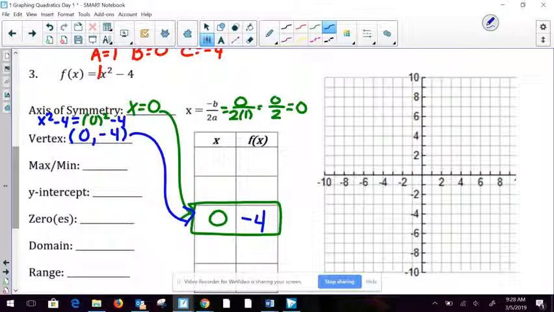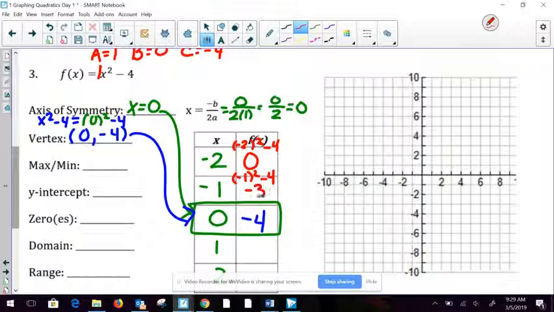So now what numbers come before? Yep, same as we've done, -1, -2. What numbers come after? Good, 1 and 2. And then we need to substitute these values in. So I have a -2 squared minus 4. Well, -2 squared is 4 minus 4, which is 0. Now I have a -1 squared minus 4. What's -1 squared? 1 minus 4 is -3.